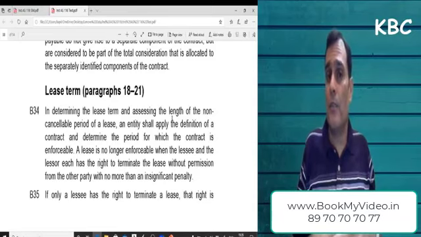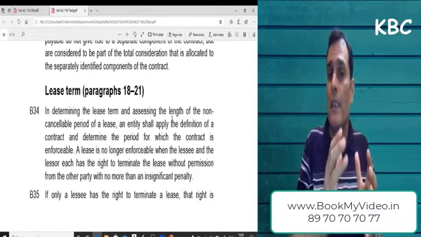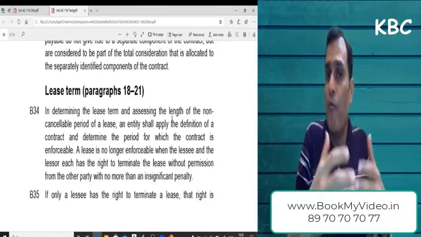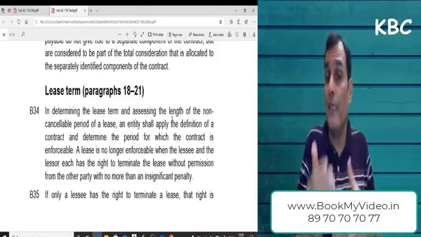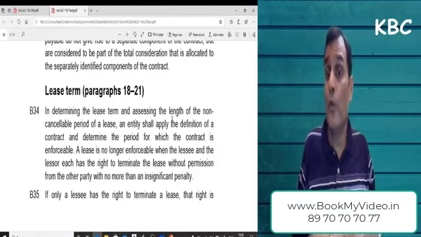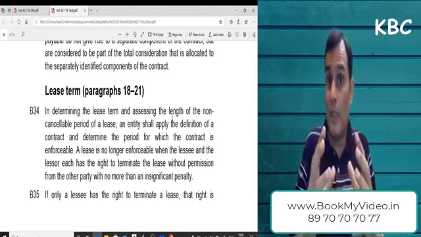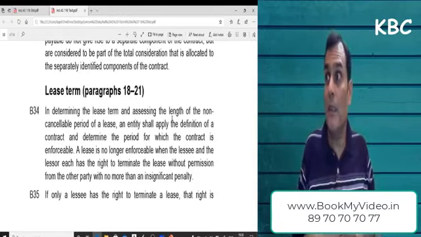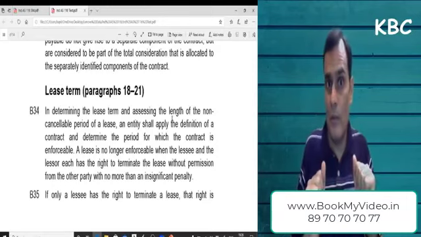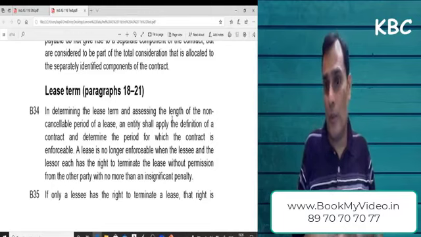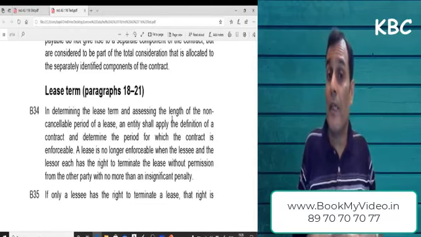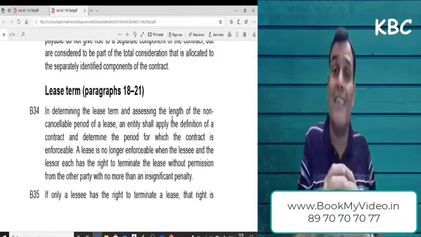And look at the beauty in terms of para number B34. First, it says that you need to determine the period the contract is enforceable. So, how do I decide for what period a contract is enforceable? It gives you a negative definition. First, it's saying, what is a lease term? The period it is enforceable. So, my mind is telling me, what is the enforceable period? It says no, no. A lease is no longer enforceable when the lessee and the lessor each have a right to terminate the lease without permission from the other party and with no more than an insignificant penalty.